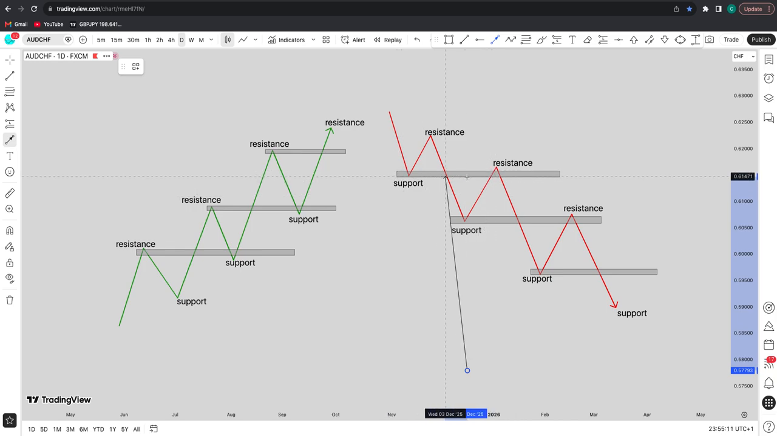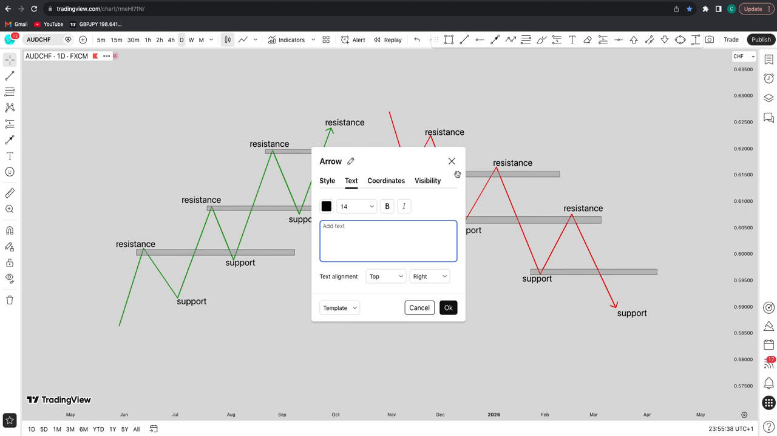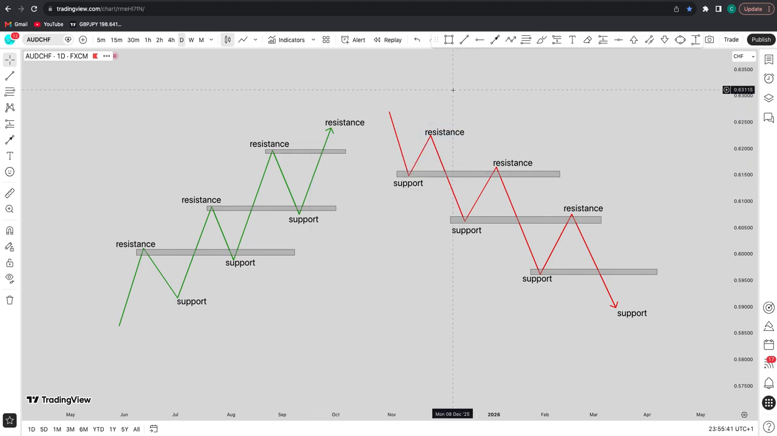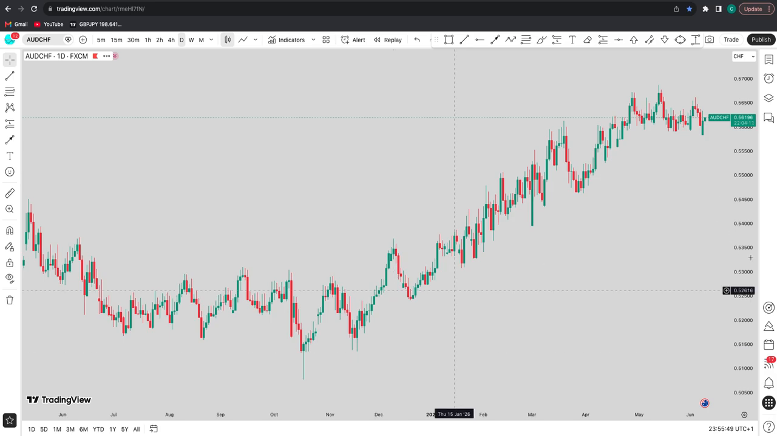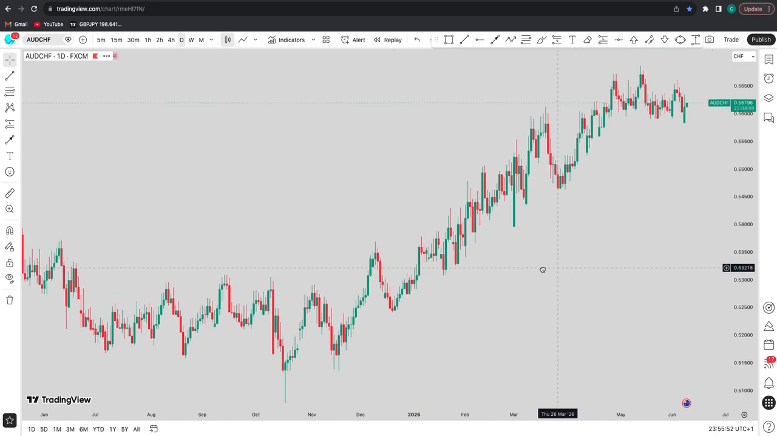Now old support has become new resistance. So as long as the market keeps trending down, the lowest point of the market is considered to be our support level, and the highest point before the breakout is considered to be our resistance level. On a chart like this, it is very easy to talk about support and resistance, but a lot of traders don't see it clearly when we actually go to the main chart. So let's go to the chart and start identifying support and resistance.